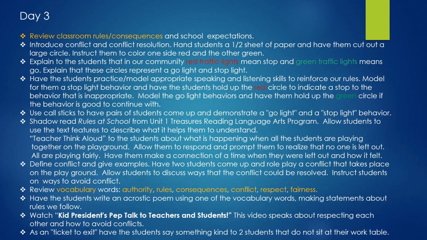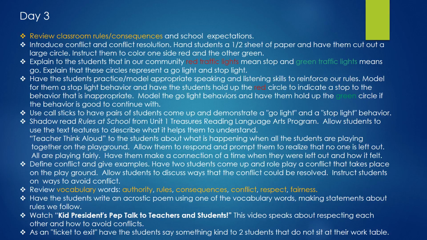Explain to the students that in our community we have traffic laws. A red traffic light means we stop. A green traffic light means that you can go. And explain that these circles represent a go light and a stop light. Have the students practice modeling appropriate speaking and listening skills to reinforce our rules.